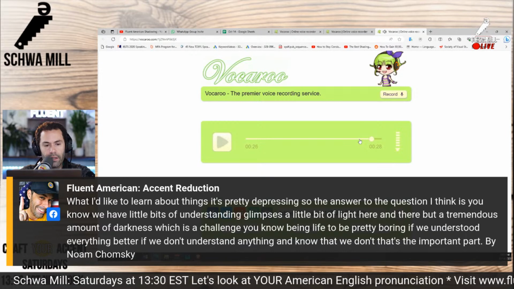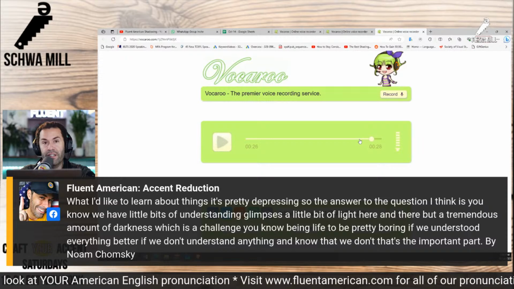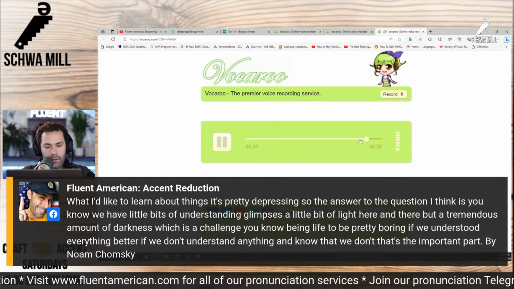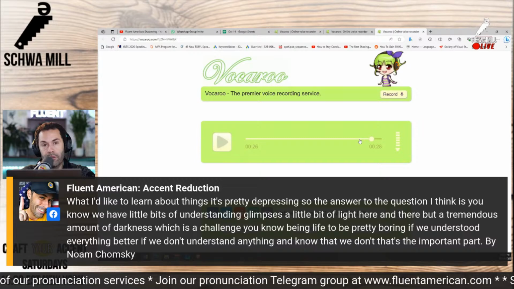A couple things here. I'm very clearly hearing every single syllable, so I do think the clarity is good. If we don't understand anything. But I think we have an opportunity here to use more reductions and make the stress worse.